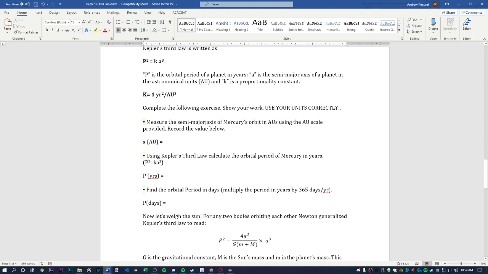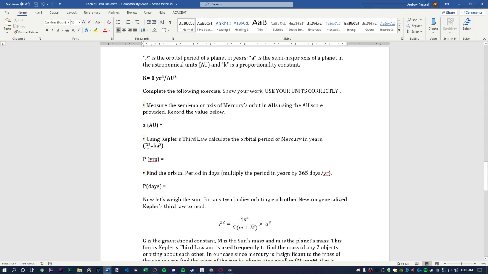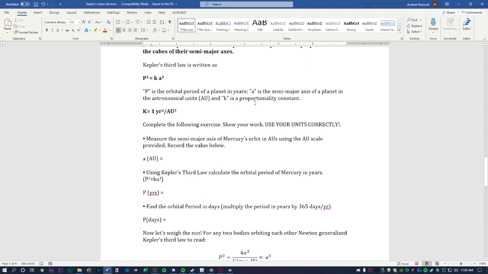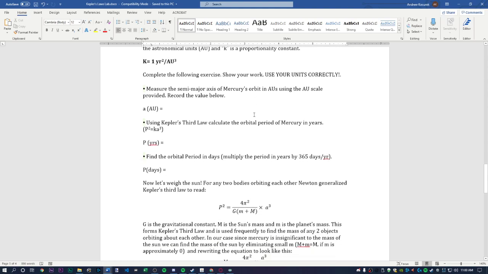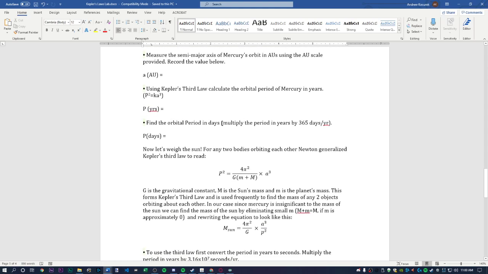So you're going to need to measure the semi-major axis in AU. Then you're going to have to do P squared equals K A cubed. K is the proportionality constant. And then you're going to find the period in days. Just to give you a little hint, it should be somewhere around 88 days or something like that.